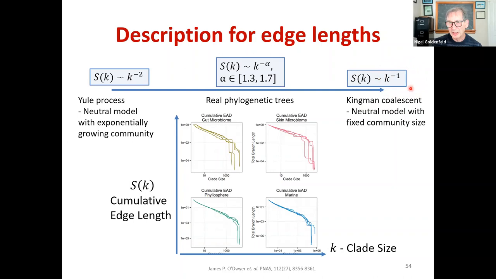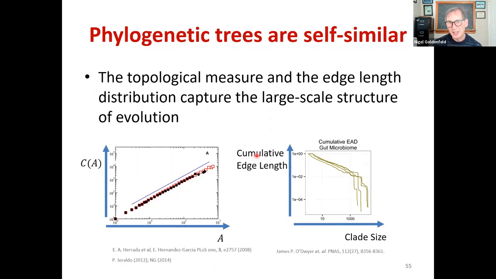But the real phylogenetic trees are these data taken on a variety of different microbial communities and put together in this paper by my former colleague James O'Dwyer. And what one finds is that S of K scales as K to the minus alpha, with alpha somewhere between 1.3 and 1.7. So what I've shown you then is the two stylized facts that capture the large scale structure of evolution, one topological over here and one metric over here.